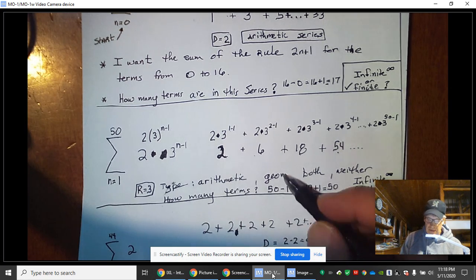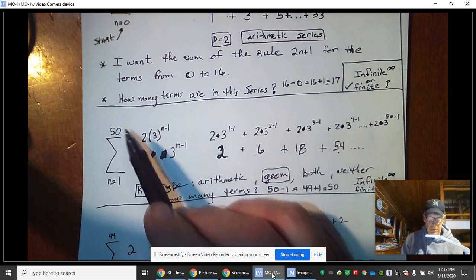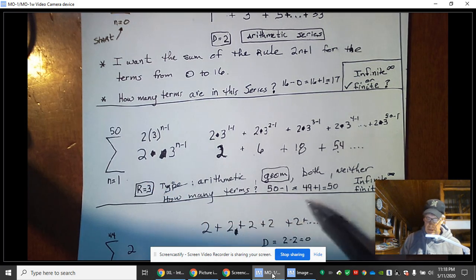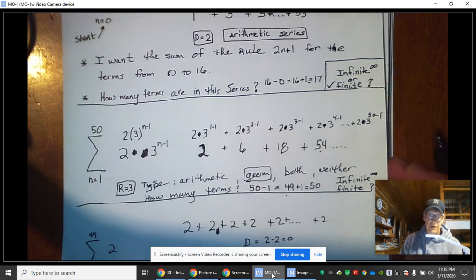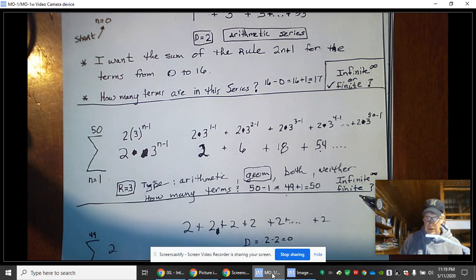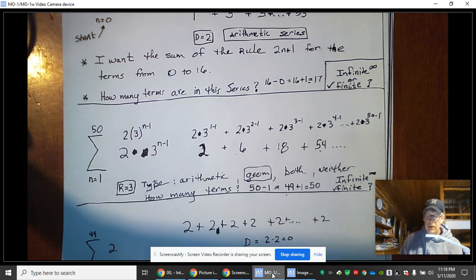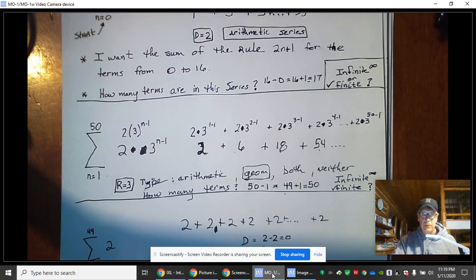So what type is this? This is going to be geometric. How many terms are in it? Well, 50 minus 1 is going to be 49. Add 1, and I'm going to end up with 50 terms in that sequence. And is this finite or infinite? Well, it ends at 50, so it's going to be a finite series. All right, next example.